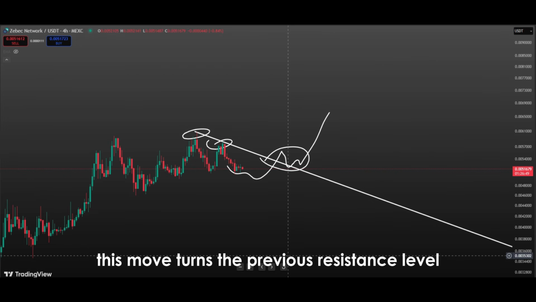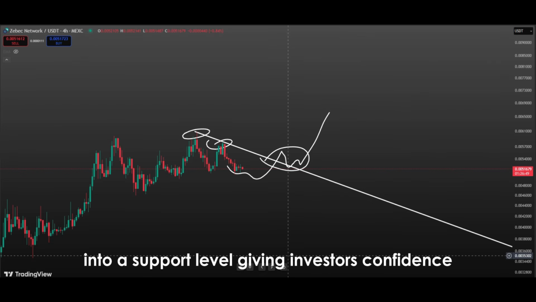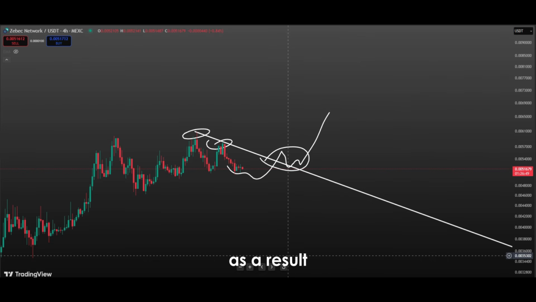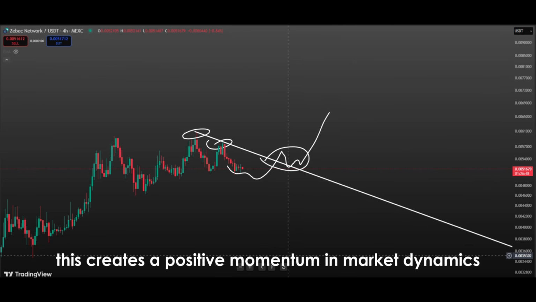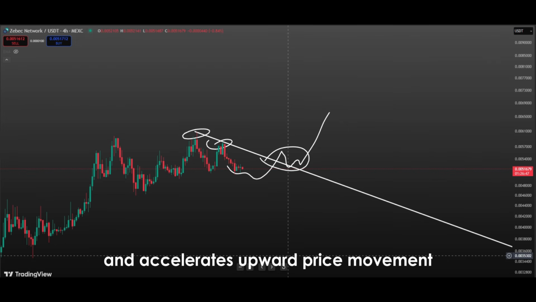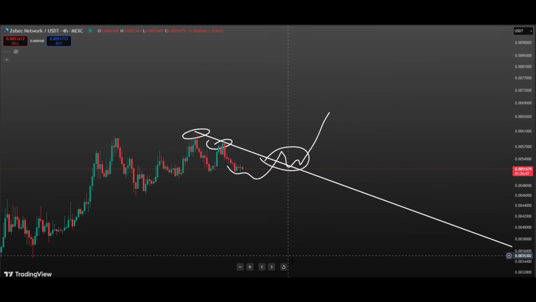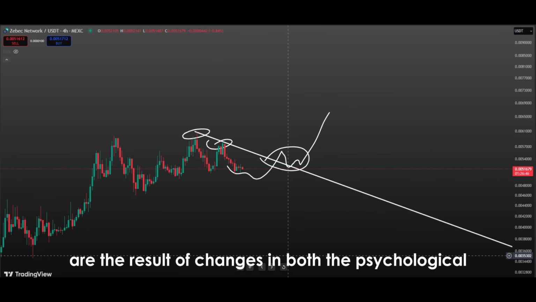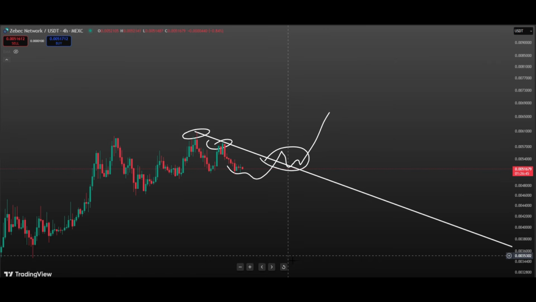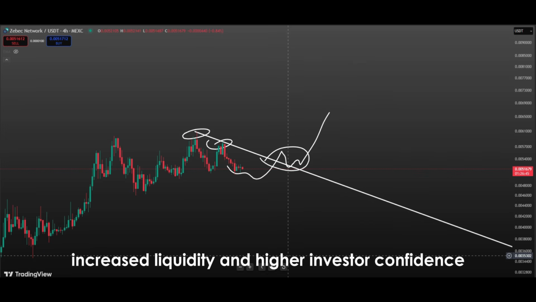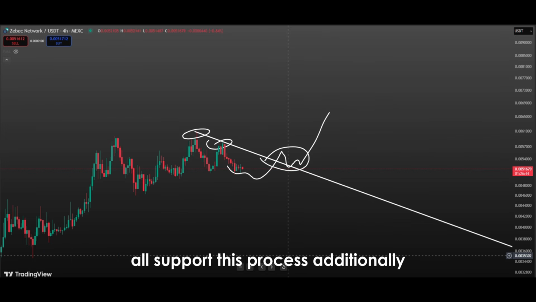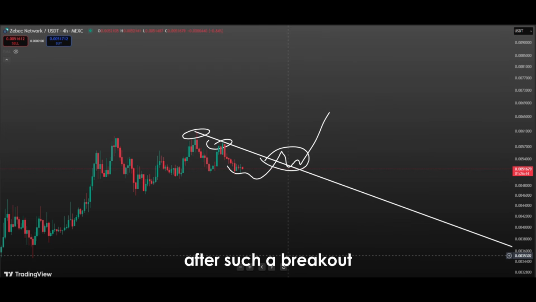This move turns the previous resistance level into a support level, giving investors confidence. As a result, new buying comes in, supporting further price increases. This creates a positive momentum in market dynamics and accelerates upward price movement. The breaking of the descending trend and the subsequent rise are the result of changes in both the psychological and technical conditions of the market. Strengthening buyers, reduced selling, increased liquidity, and higher investor confidence all support this process. Additionally, after such a breakout, technical indicators generally give bullish signals as well.